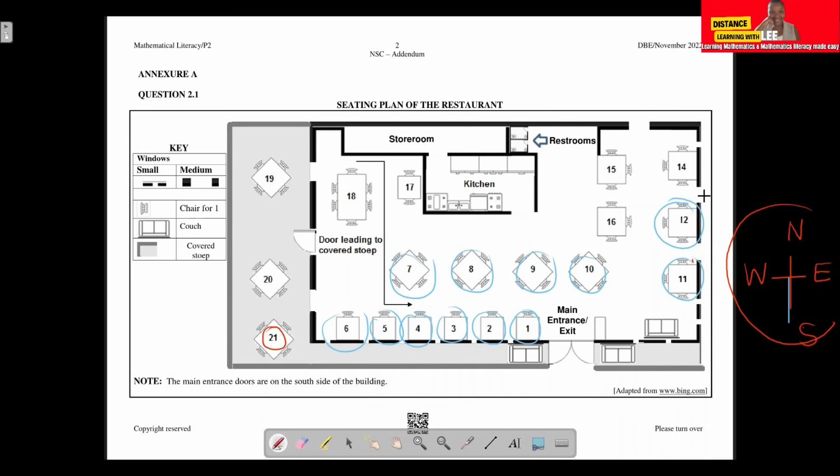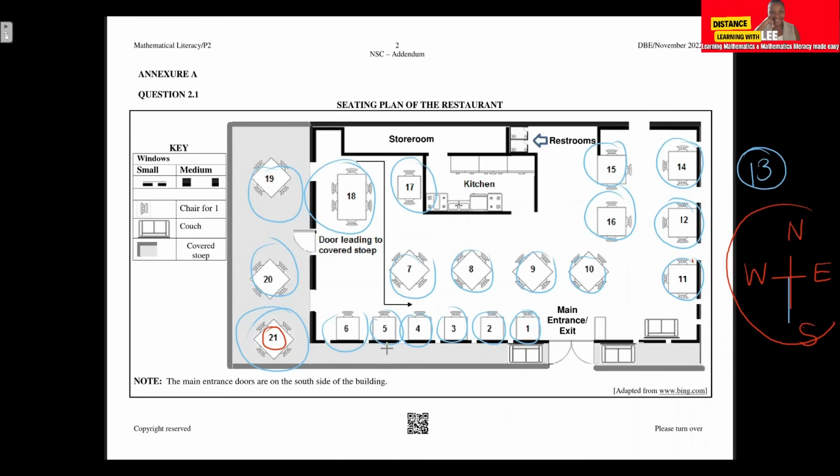Okay, so we've got a problem. Table number 13 is missing. So 12, 13, 14, 15, 16, 17, 18, 19, 20. In actuality, if you count all the tables in this restaurant, you only have 20 tables and not 21, even though we've got a 21 there. That means table number 13 was removed. So we don't have 21 tables, but in fact fewer than 21 tables, because when you count, table number 13 has been left out.